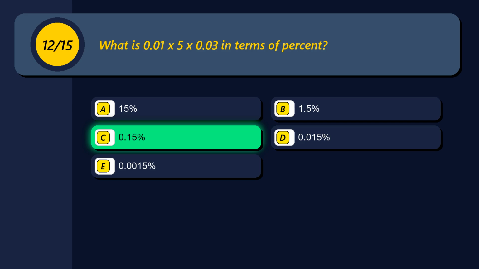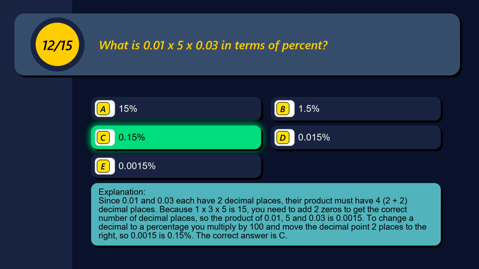The correct answer is option C, 0.15%. Since 0.01 and 0.03 each have 2 decimal places, their product must have 4, 2 plus 2, decimal places. Because 1 x 3 x 5 is 15, you need to add 2 zeros to get the correct number of decimal places, so the product of 0.01, 5 and 0.03 is 0.0015. To change a decimal to a percentage, you multiply by 100 and move the decimal point 2 places to the right, so 0.0015 is 0.15%. The correct answer is C.